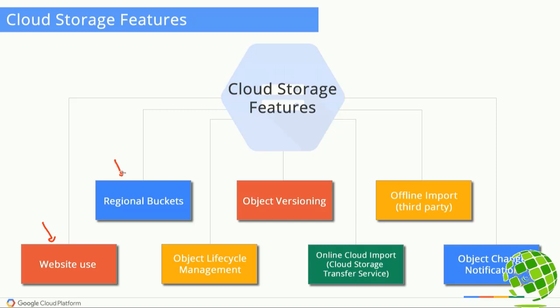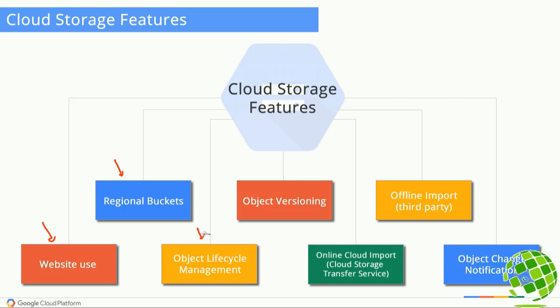We also have regional as well as multi-regional buckets. So a regional bucket allows us to put our data in a specific location to further optimize latency, availability, and network bandwidth. So if you have users or Compute Engine instances or App Engine instances in a specific region, you can put your buckets there to improve everything. If not, if you have users all over the place, then you can use multi-regional buckets. So your data is distributed across many regions.